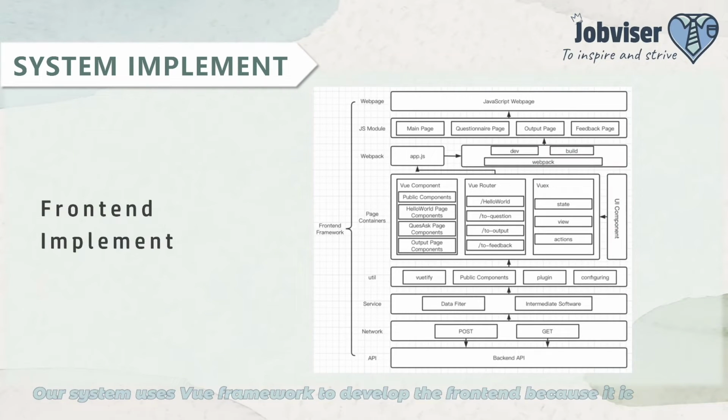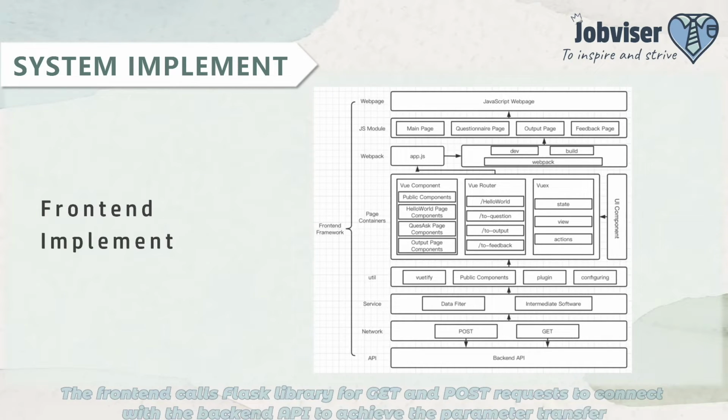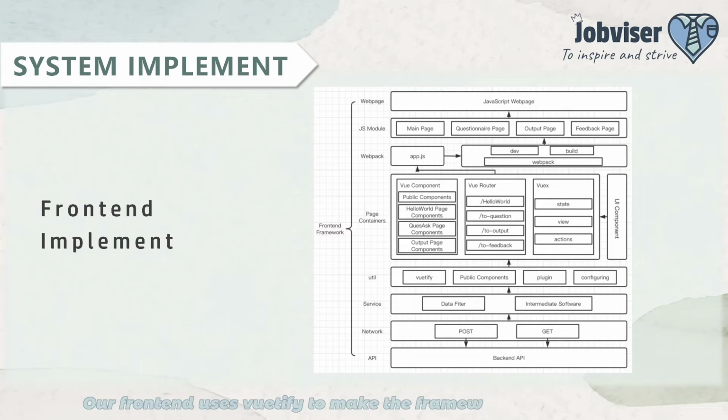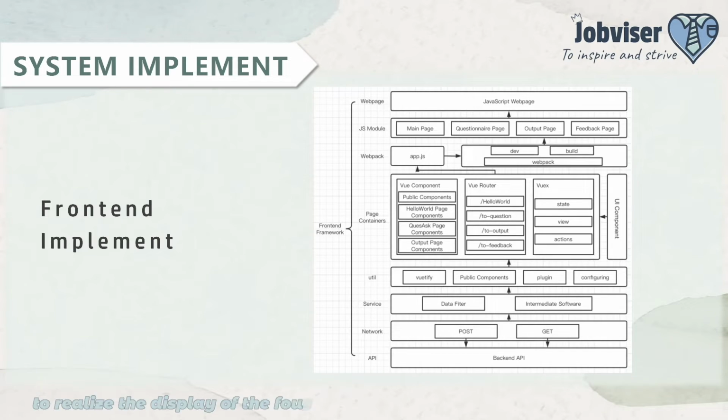Our system uses the Vue framework to develop the front end because it is one of the most popular web development tools nowadays. We show the overall front end architecture of our system. The front end calls the Flask library for get and post requests to connect with the backend API to achieve the parameter transfer. Our front end uses Vuetify to make the framework easier to build. Our system builds four routes, main page, questionnaire page, result page, and feedback page through the Vue framework to realize the display of the 4 pages and the transition between the pages.